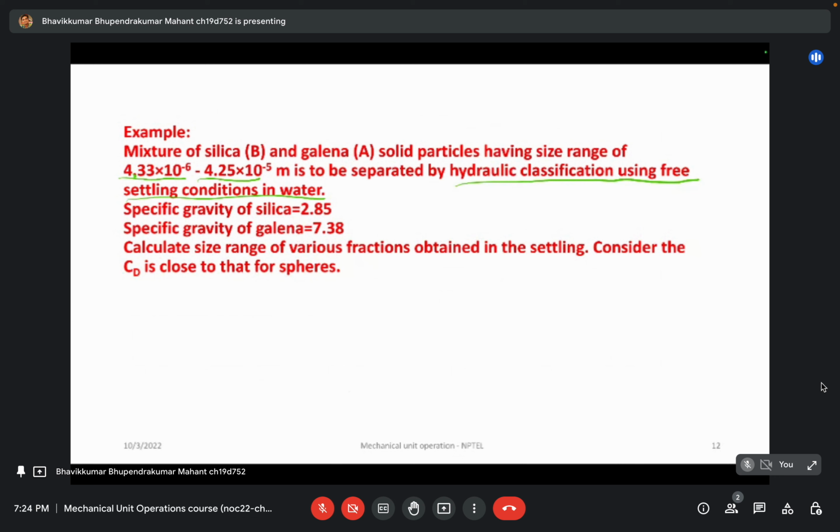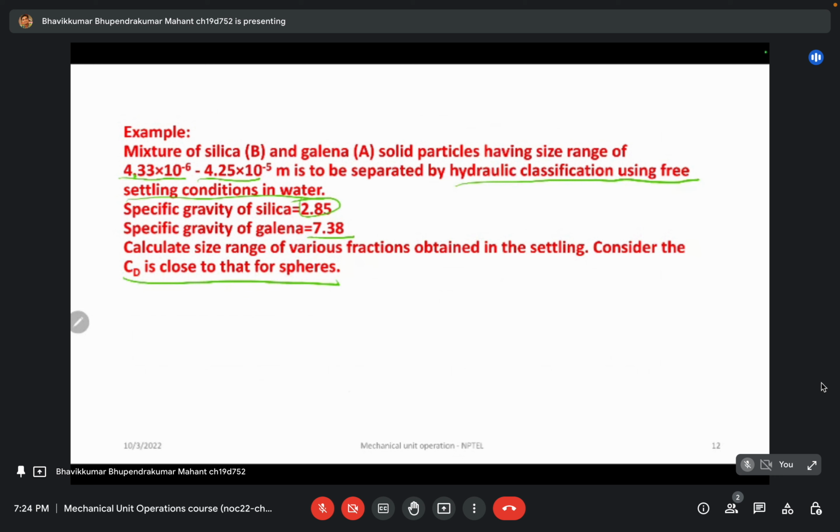So what are the specific gravities? It is mentioned that for silica the specific gravity is 2.85, and for galena it is 7.38. Now you have to calculate the size range for both the particles, for silica as well as for galena. What is the smaller particle size range or bigger particle size range, considering CD is close to that of the sphere? So we don't have to think about the CD.